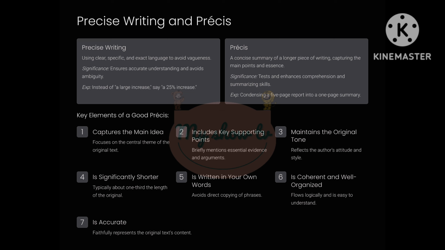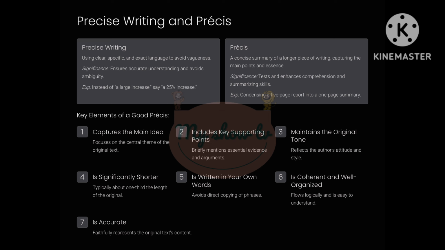A précis, pronounced "pray-see," is a concise summary of a longer piece of writing, such as an article, a report, or even a chapter from a book. The goal of a précis is to capture the main points, arguments, and overall essence of the original text in a significantly shorter form. The significance of being able to write a good précis is that it tests and enhances your reading comprehension skills, as well as your ability to identify the most important information and summarize it effectively.